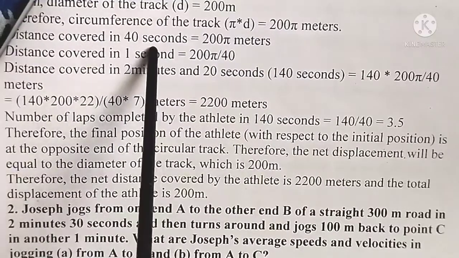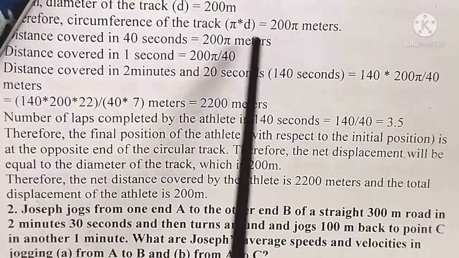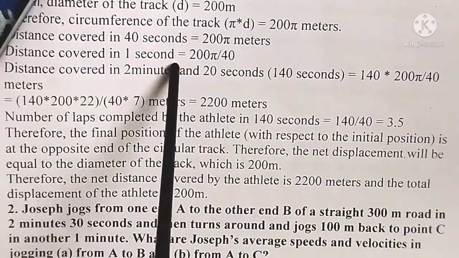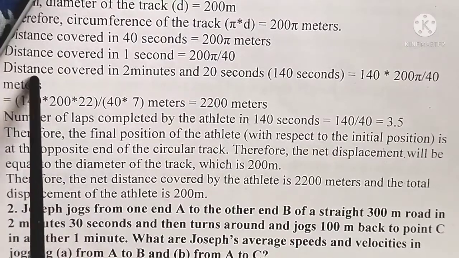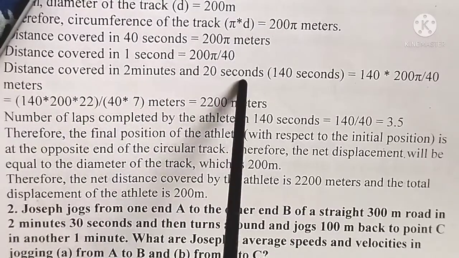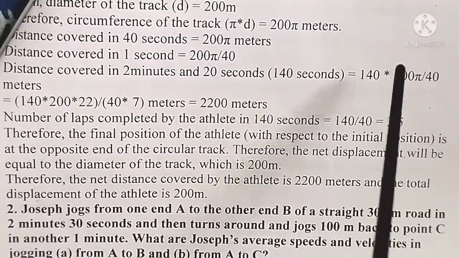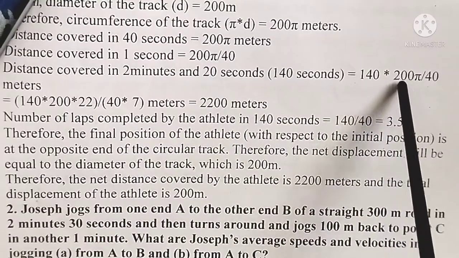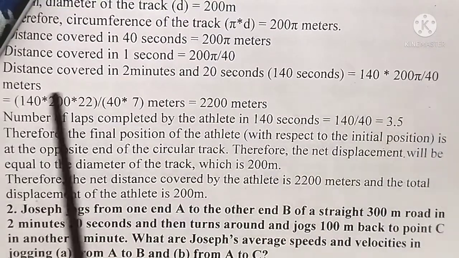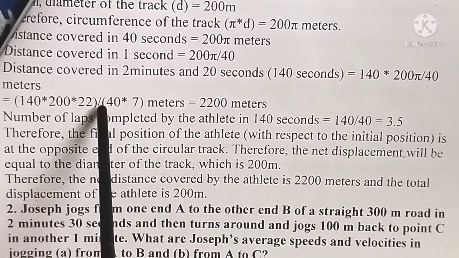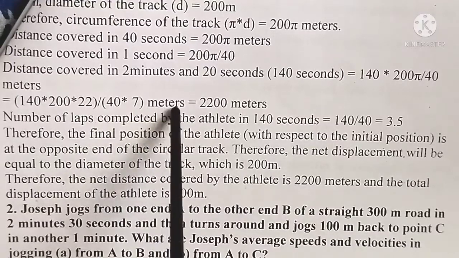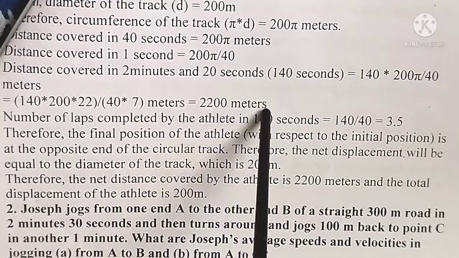Distance covered in 40 seconds is equal to 200 pi meters. Distance covered in 1 second is equal to 200 pi divided by 40 meters. Distance covered in 2 minutes and 20 seconds, which is 140 seconds, is equal to 140 into 200 pi divided by 40 meters. That is equal to 140 into 200 into 22 divided by 40 into 7 meters. That is equal to 2200 meters.